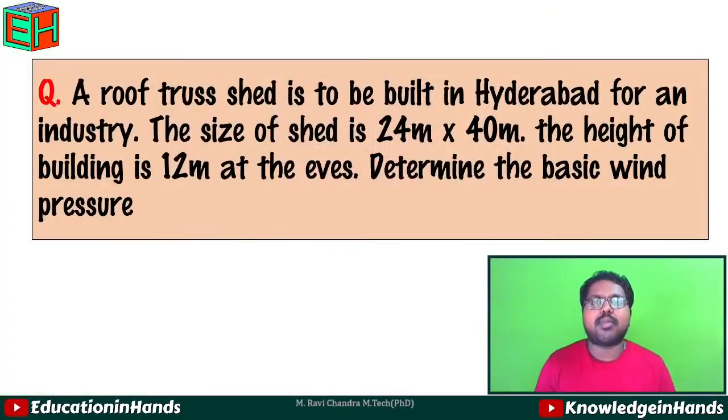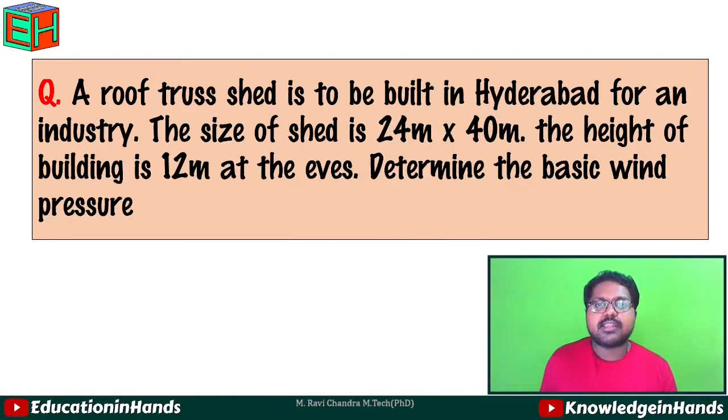So first, if we see the problem, it is given like this: a roof truss shed is to be built in Hyderabad for an industry. The size of the shed is 24 meters by 40 meters and the height of the building is 12 meters at the eaves. Determine the basic wind pressure. So this is the basic type of problem in calculation of wind load. Let us solve this problem stepwise using our code IS 875 Part 3.